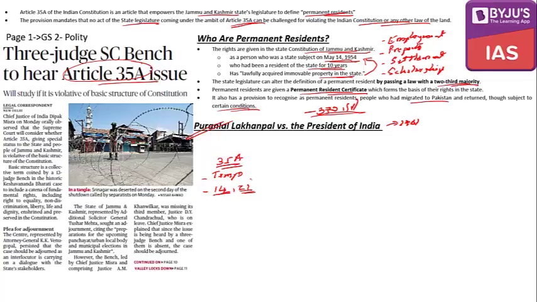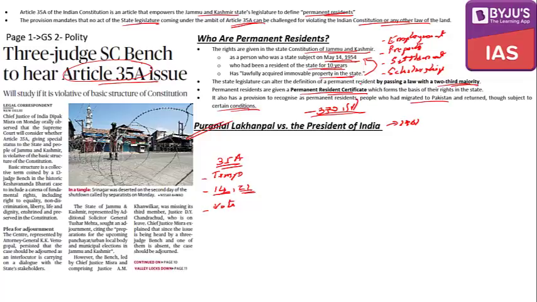So this has to be looked into at the same time. What also needs to be understood is, the right to vote is also violated. The right to vote is a constitutional mandate. What exactly happens is, only those permanent residents, that is those people who have a permanent resident certificate, will be able to vote in the elections. But this is actually violating the constitutional principle of right to vote.